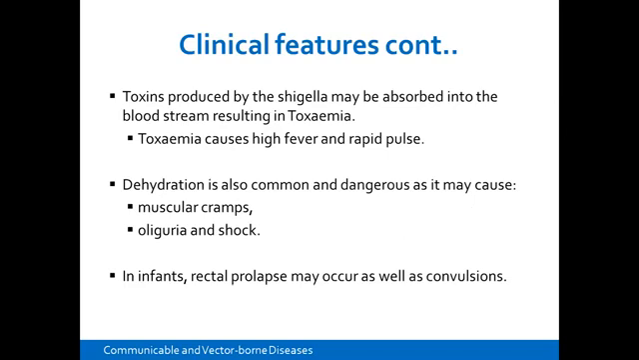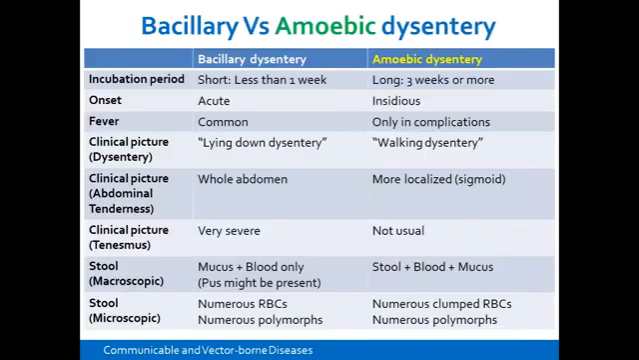Dehydration is also common and dangerous, maybe because of the destruction of the colonic membrane, and then you have loss of fluids, and then you have dehydration leading to cramps. If this persists, you can have a shock secondary to the dehydration. And in infants, because of the tenesmus, you feel like they want to pass stool even when there's no stool. We can have rectal prolapse, and then other things like convulsions can also occur because of the high fever and the toxemia that is building up.